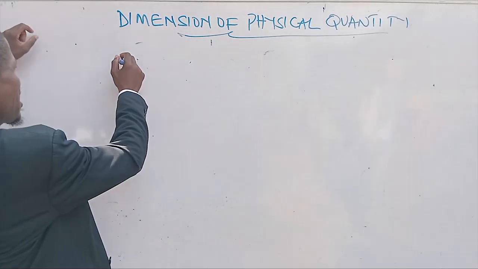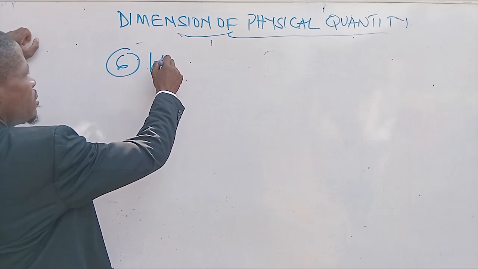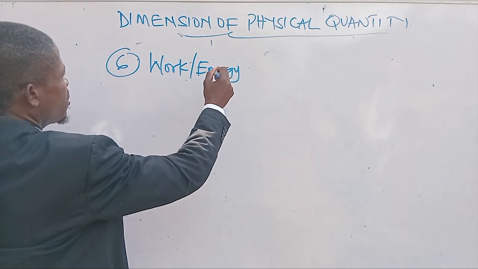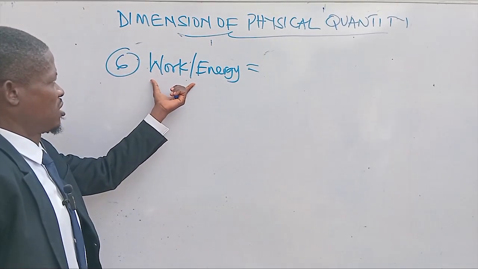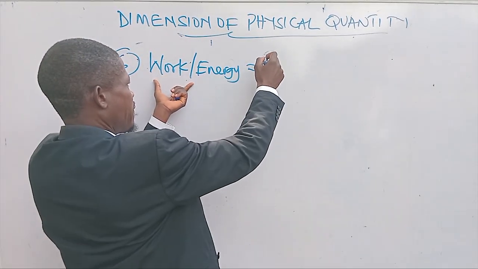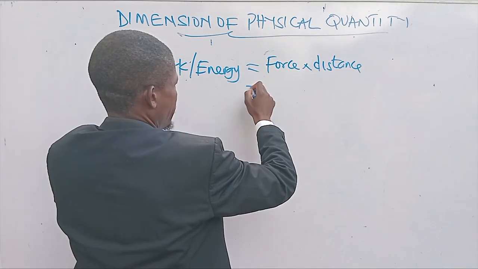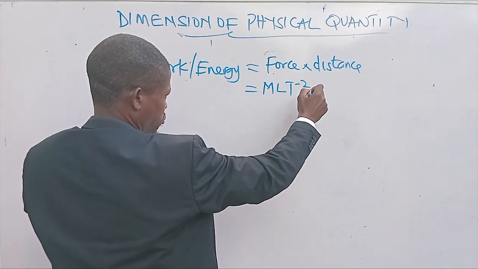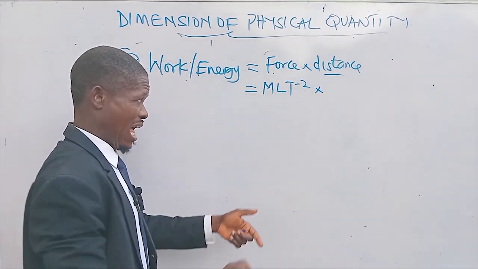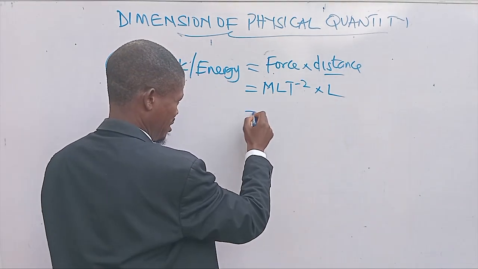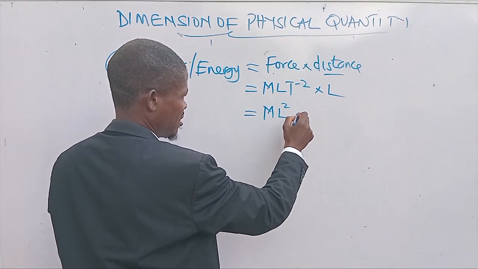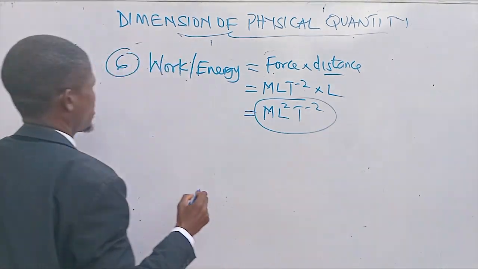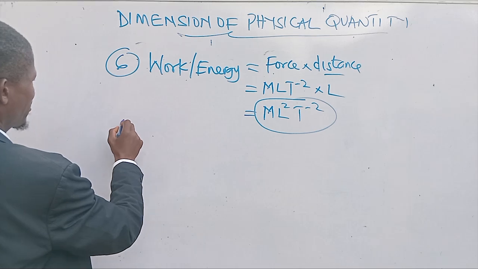Can we also look at the sixth one? Let's look at the dimension for work. Actually, work and energy have the same dimension, because they are both measured in joules. Work is force times distance, and for the dimension of force, we just finished that. That's M L T minus 2 times distance, which is measured in meter, but the dimension for meter is L. So that will be M L square T minus 2. So that's the dimension for work or energy.